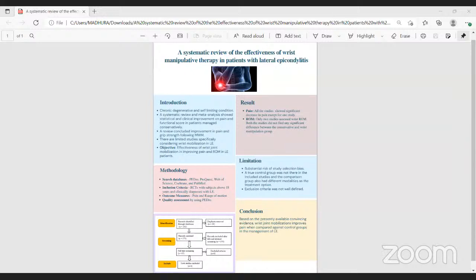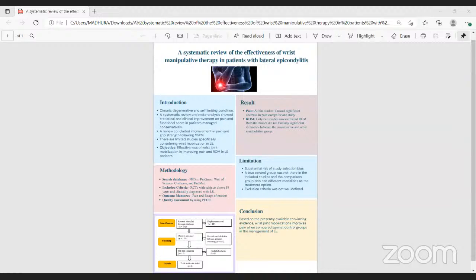Good evening, everyone. I'm presenting a poster on my systematic review, The Effectiveness of Wrist Manipulative Therapy in Patients with Lateral Epicondylitis. Introduction. Lateral epicondylitis is a chronic degenerative condition associated with pain on the lateral epicondyle of the elbow at the common extensor origin of the forearm. It is observed in about 1 to 3% of adults in the general population.